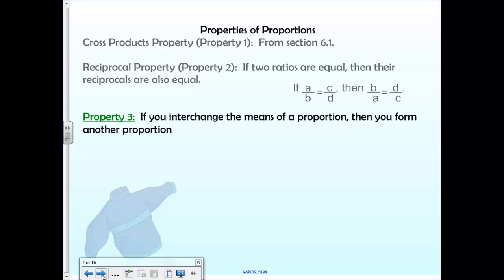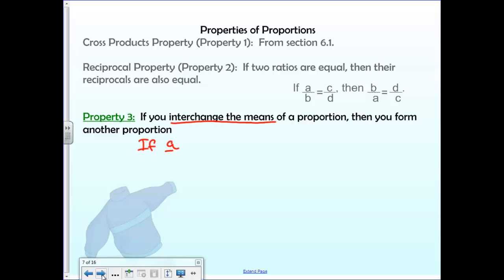Property 3 says this: if you interchange the means of a proportion, then you form another true proportion. Fill this one in. If you interchange the means of a proportion, then you form another true proportion. What's interchange mean? What do you do? You change them, you swap them, right? If you interchange the means, we're going to switch them, then you form another true proportion.